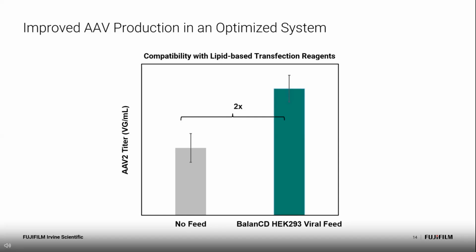This set of data shows twofold improvement of AAV2 viral genome titer with balanced HEK293 viral feed over no-feed culture using all the components from the optimized system. Although the improvement is only double that of the no-feed culture, we're pretty happy with the result because it demonstrates the potential of the viral feed to improve viral vector production even for an optimized system.